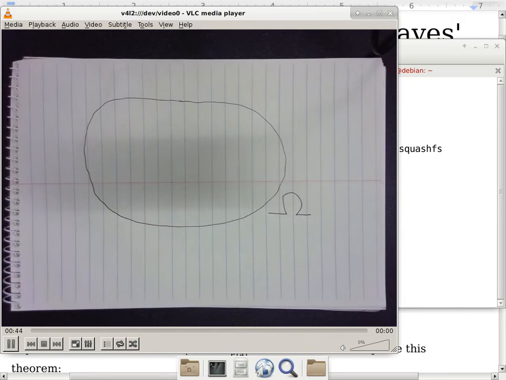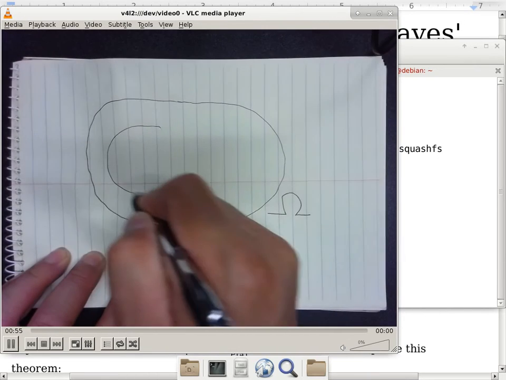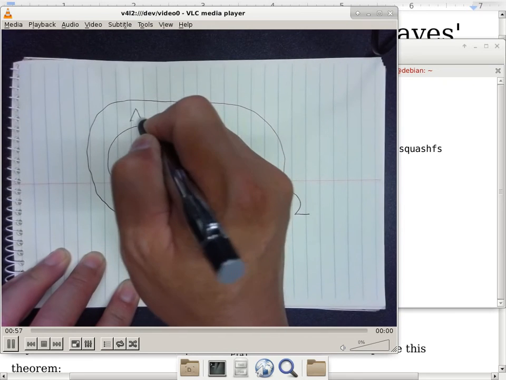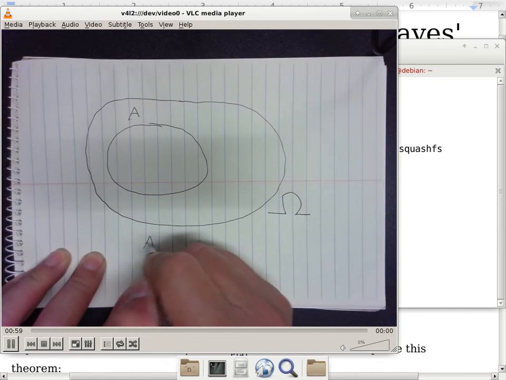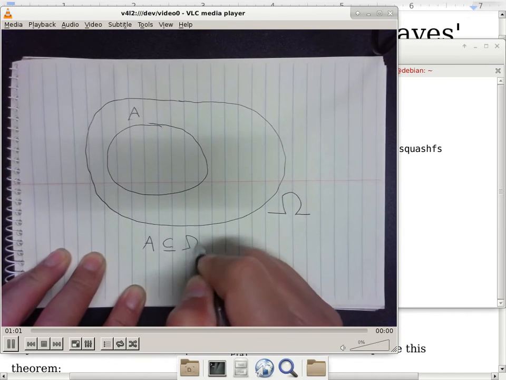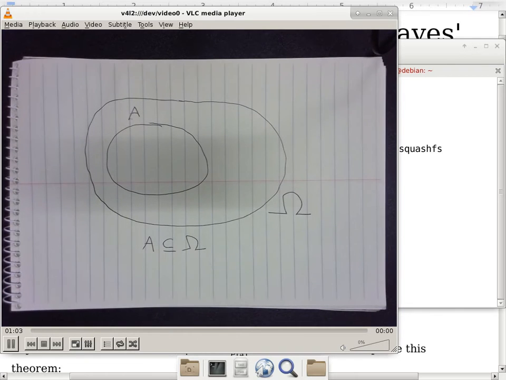So conditional probability has to do with two subsets of omega. Okay, so we just randomly pick one subset A. Here's one subset A of omega. So we just say that A is a subset of omega. Now A can be omega itself, although in that case it's not very interesting. Technically A does not have to be a proper subset. It just has to be a subset of omega.